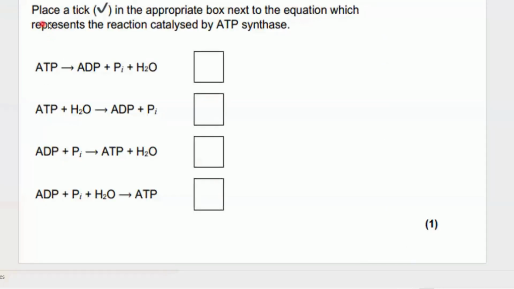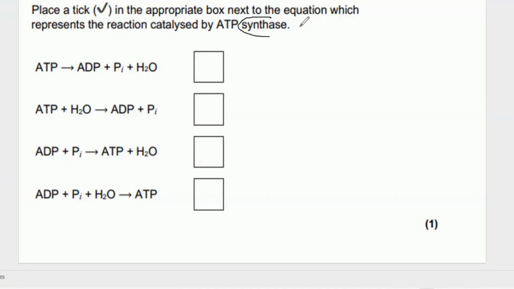Please place a tick in the appropriate box next to the equation which represents the reaction catalyzed by ATP synthase. Okay, so ATP synthase. We've got all these different reactions here. We've got ATP going to ADP, PI, and water. We've got ATP plus water goes to ADP plus PI. We've got ADP plus PI goes to ATP and water. ADP, PI, and water go to ATP. So which is the correct one that ATP synthase does?